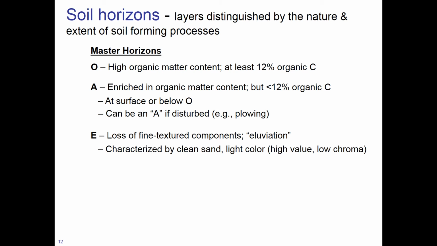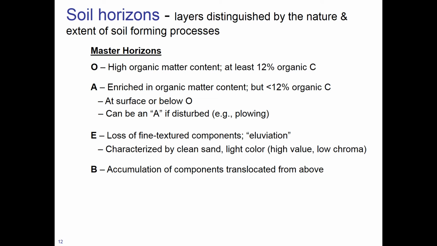An E horizon is characterized by loss of fine textured components, and that process is called eluviation. And is characterized by clean sand and light colors, high value and low chroma for those familiar with Munsell color notation. A B horizon can be defined by a number of subsoil processes. So I'm going to emphasize those that you're likely to run across in Florida.